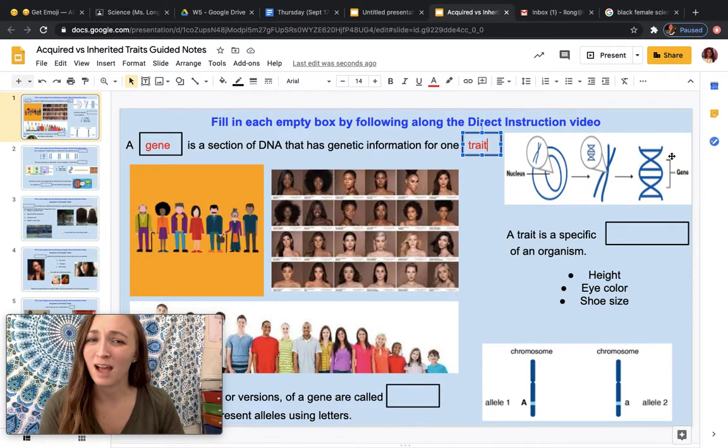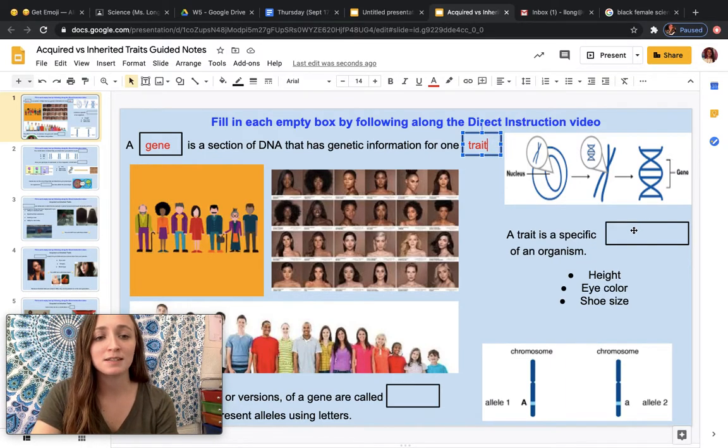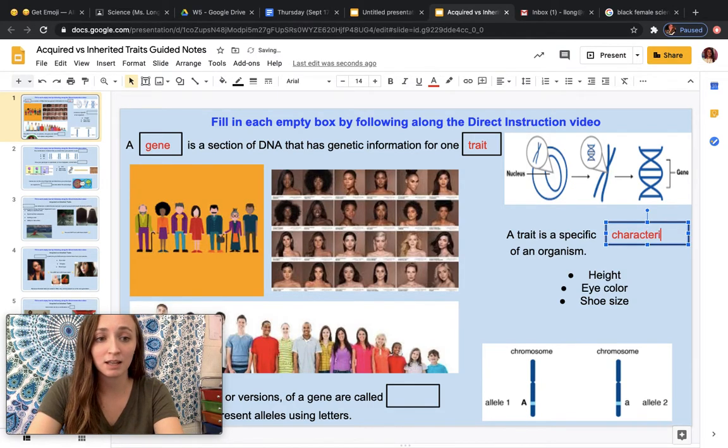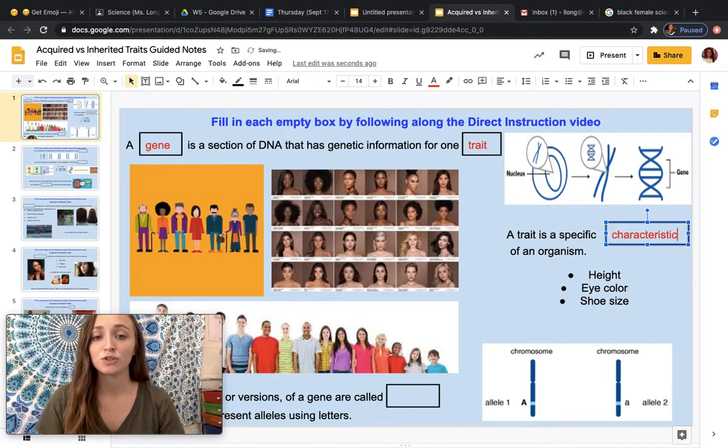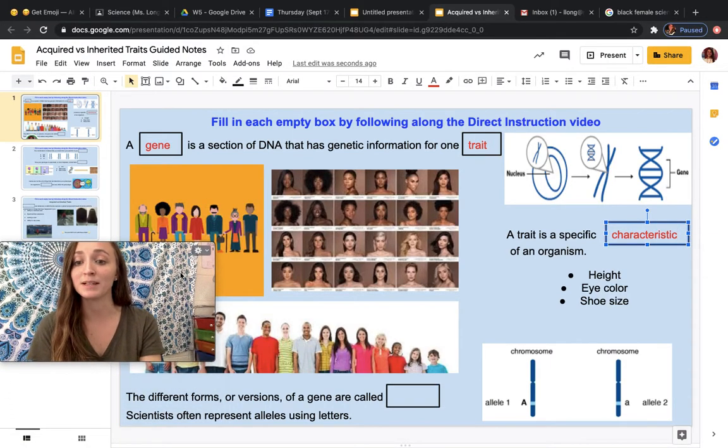We've talked about traits a lot, but I don't think we've actually defined it. So what is a trait? A trait is a specific characteristic of an organism. So a trait is going to be your height, your eye color, your shoe size, anything that describes you as a person. That's your trait, and that is determined by your genes. So again, over here, all these people have different traits. So some people have a trait for a certain height or a certain skin color, hair texture, all kinds of things. Let me move myself up.